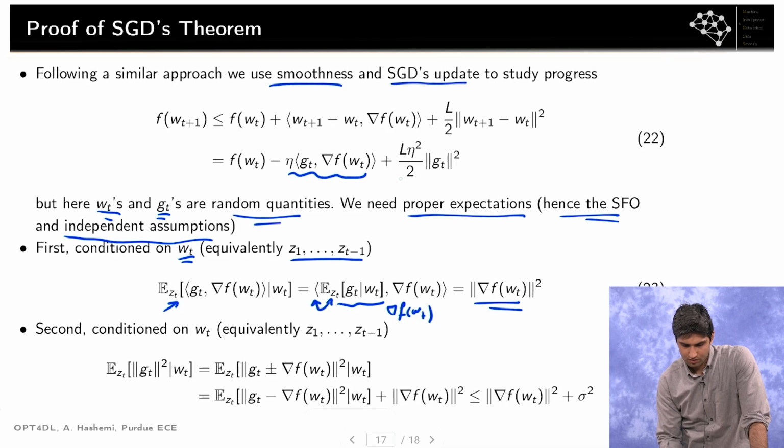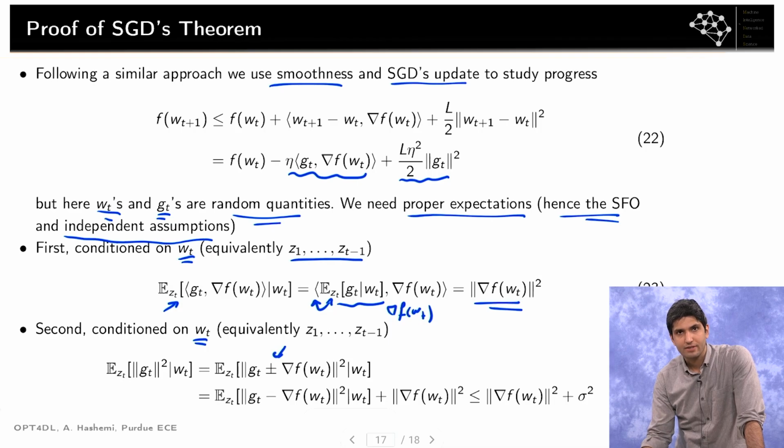Okay. So this is basically our way of handling this term. Now we're going to need to handle this term, but we're going to use a similar approach. So we're going to again condition on wt. We're going to add and subtract the gradient, again, because I want to leverage the fact that my stochastic first order oracle is unbiased and has bounded variance. And again, this is something we saw before in the proof of SGD for convex and Lipschitz functions.